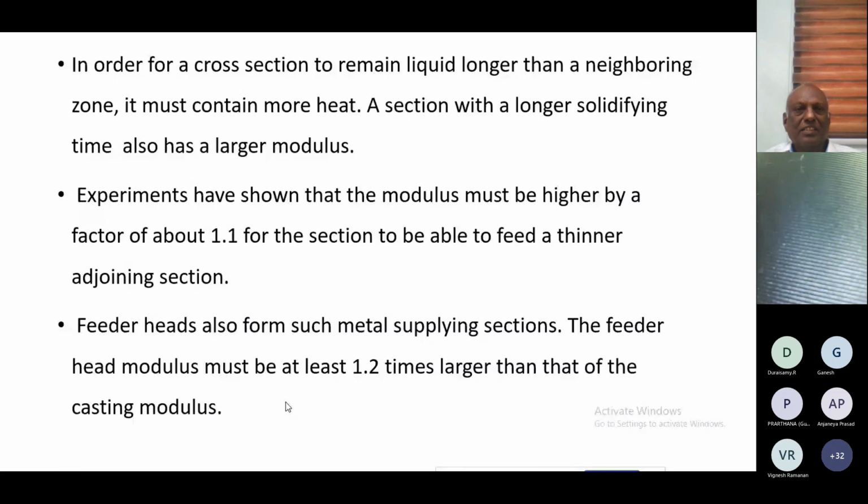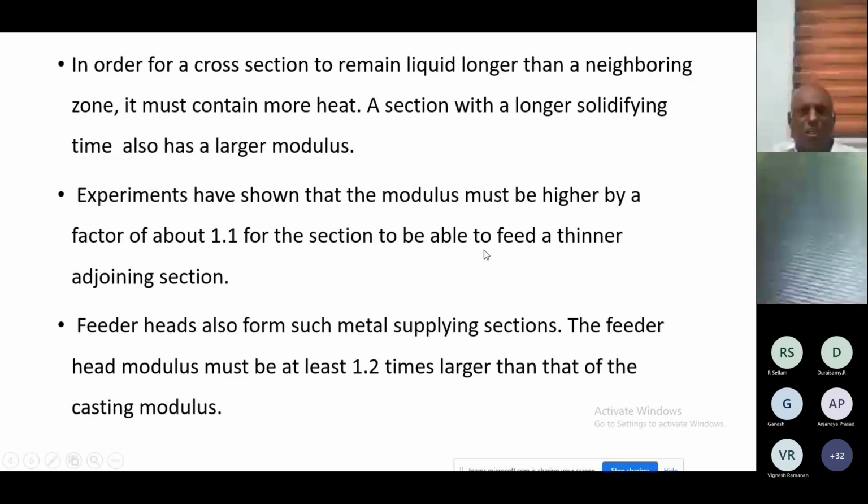In order for a cross section to Sir, Arunachalam, sir. liquid, tell me. Hello. Sir, your presentation is not visible. You can stop the sharing. Again, try to share it, sir. Okay. Yes, sir. It is good, sir. You can go, sir. Okay.